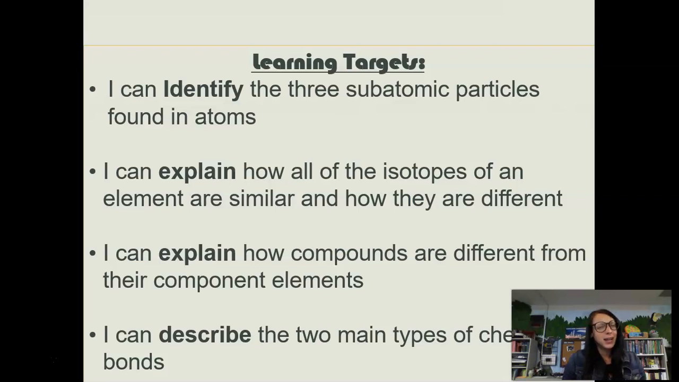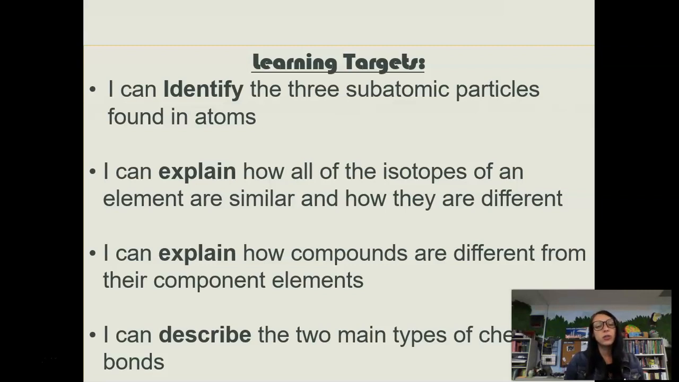First of all, what's an isotope? Do you remember? I think it has something to do with mass. And what makes one isotope different from another isotope? You should be able to do that. If not, review. Can you explain how compounds are different from their component elements? What's a chemical compound? And why is it different than an element?